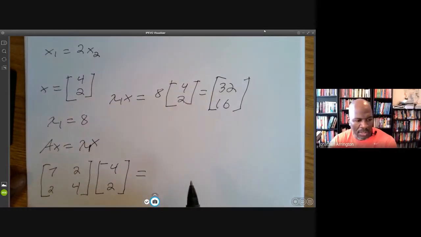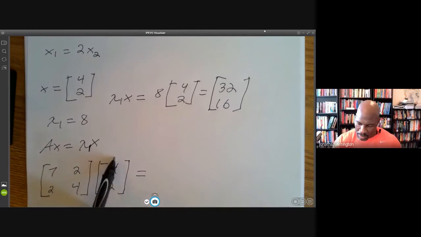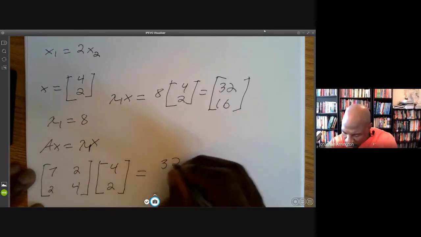Let's see if that actually happens. Now, remember, when we multiply matrices like this, and I know this is a vector, it's a column vector, but it's also a matrix. We're going to do row by column. So let's see what happens. 7 times 4 is 28. 2 times 2 is 4. 28 plus 4 is 32.